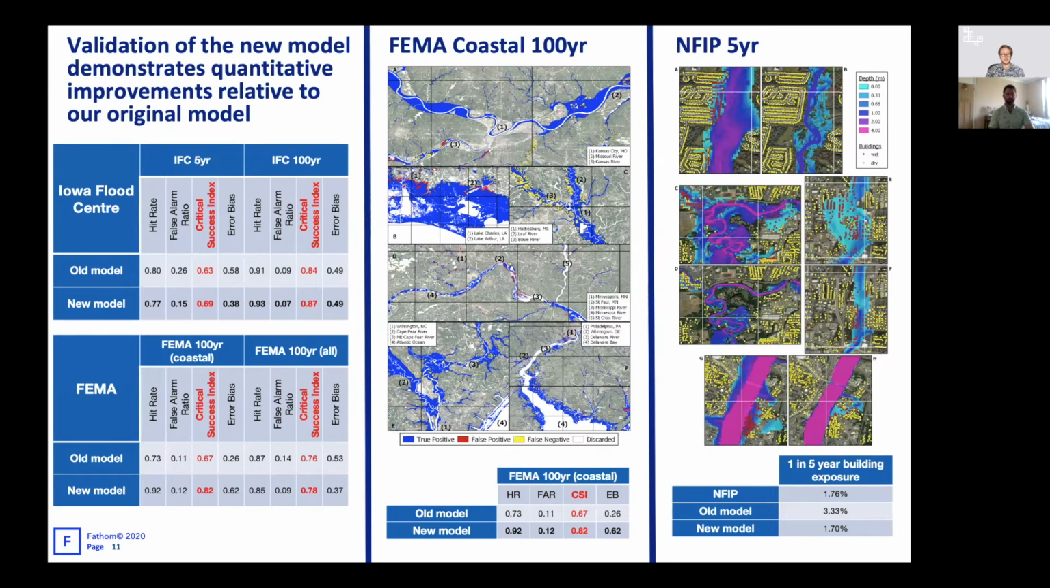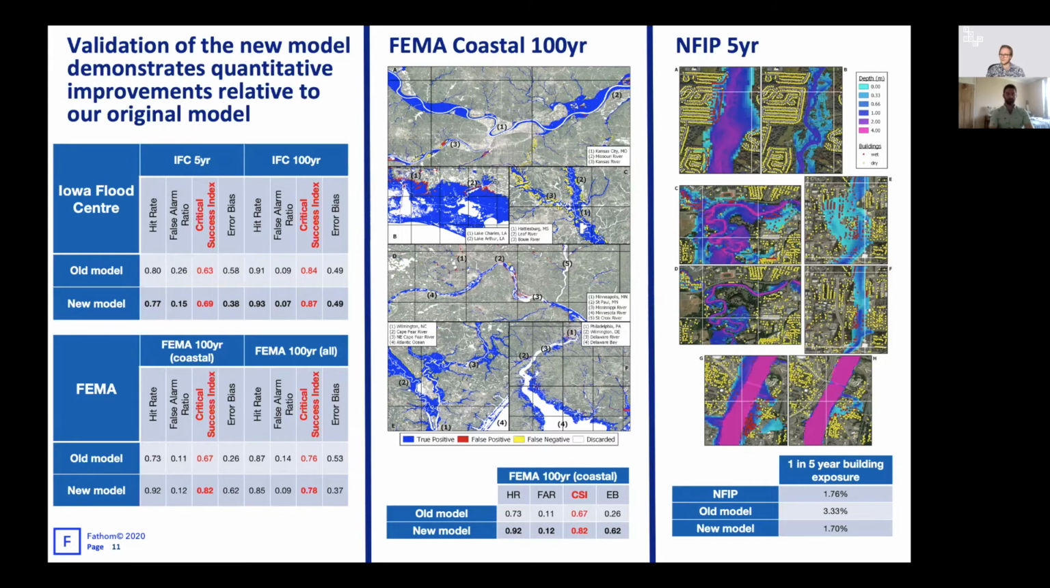A systematic validation of the new data has shown consistent improvement for these key metrics. Now, there's a lot of information on this slide, so please feel free to pause the video and take a look at it. It will also all be published in detail in a journal paper that's currently being written. But in summary, we validated the new model relative to the old model against the very high quality flood maps available from the Iowa Flood Center, against every model in the FEMA database that FEMA themselves classify as being high quality. And we also did a bit of novel validation against the NFIP claims database.